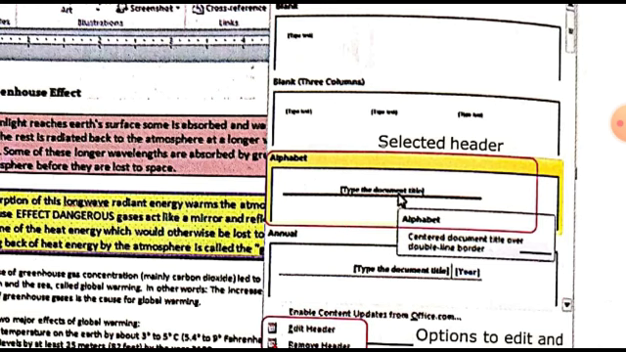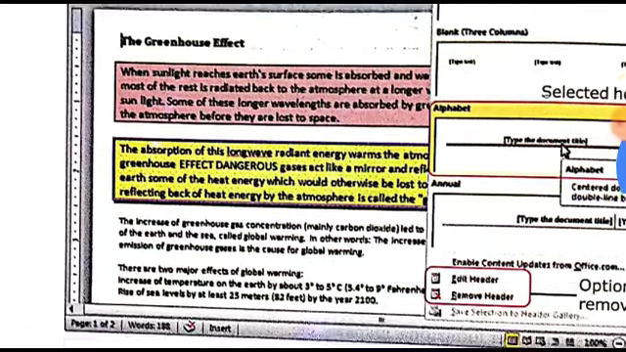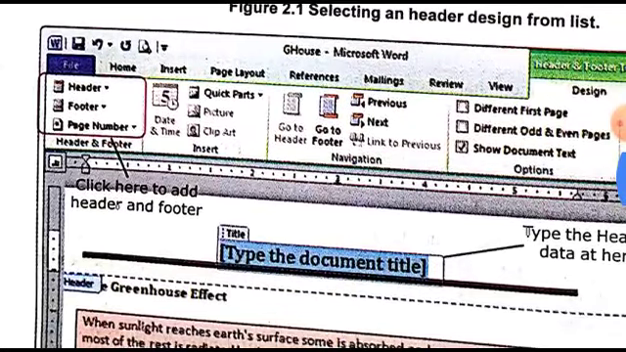So in this example, we are going to choose this third type of built-in header, which has the space for typing the document title. This type of header we are going to insert. So we will first click on this type of header. After you click on this, you will see in the next figure that the header will be inserted in this way. This header will be inserted in your document, and you will see the space for typing the document title.